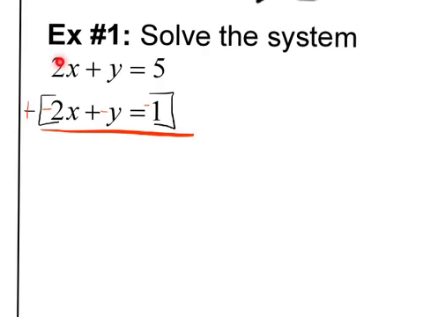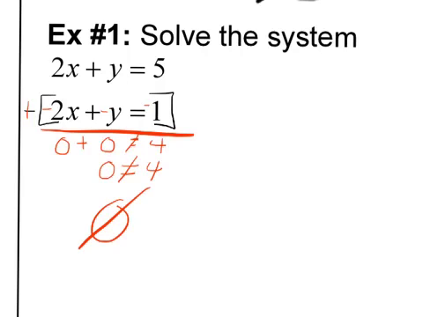So when we go straight down, 2x minus 2x would just be 0. Y minus y would just be 0. And 5 minus 1 would be 4. Well, let's think about this. 0 equals 4. That's not true. That is not true. So that means that there is no solution for these two.